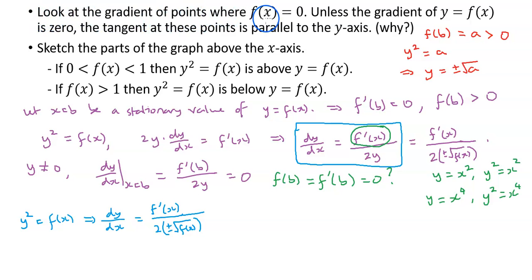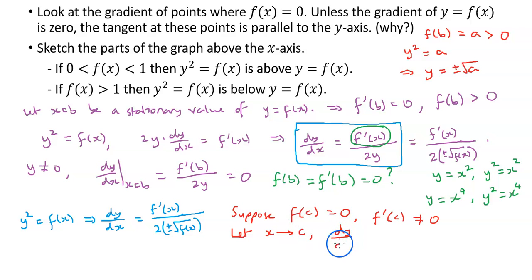Look at the gradient of the points where f of x equals 0. Unless the gradient of y equals f of x is 0, then the tangent at these points is parallel to the y-axis. Well, let's suppose f of c is equal to 0, and f prime of c does not equal 0. And let's let x tend towards c. Then what does dy over dx tend towards?